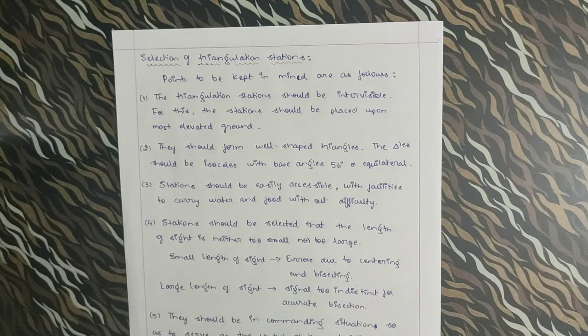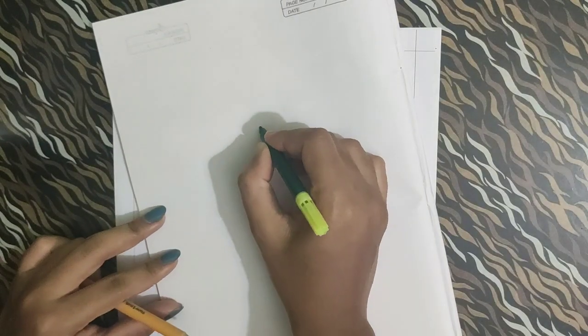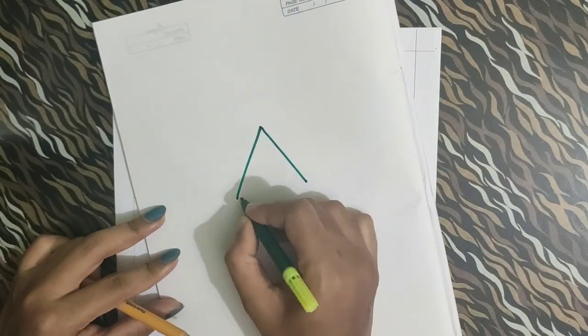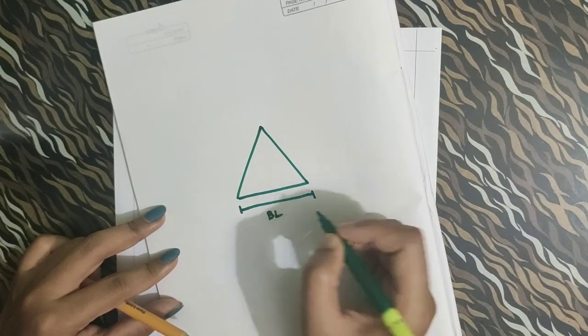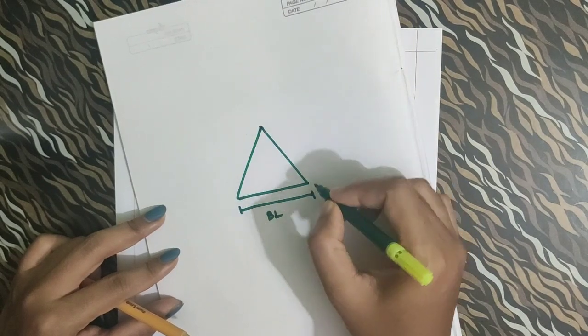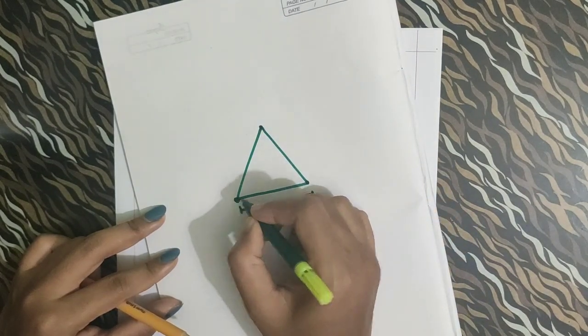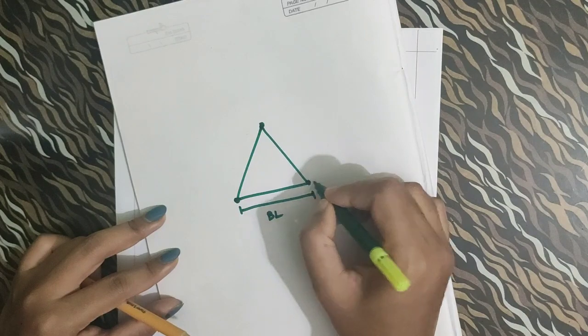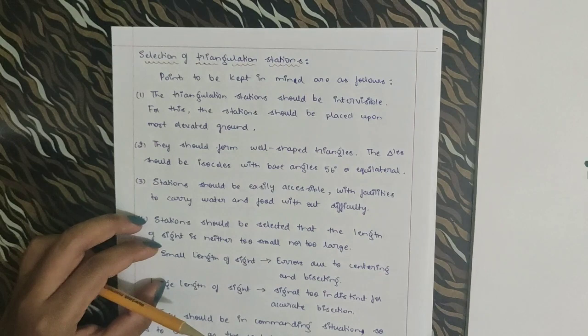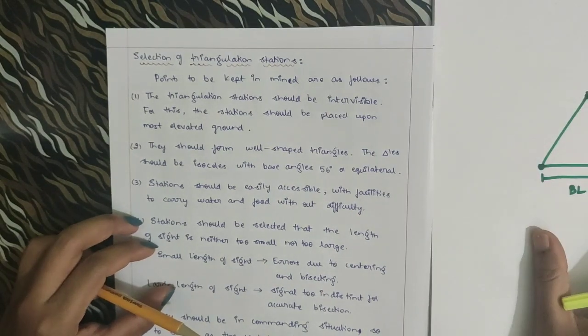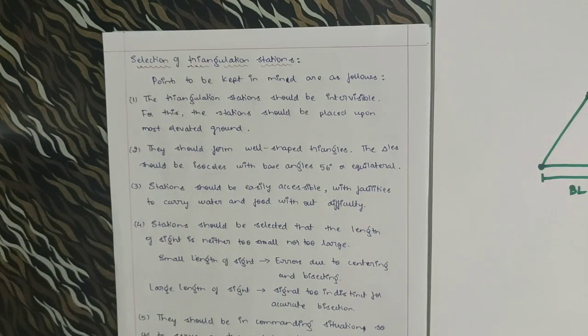Continuing with the next topic, that is selection of triangulation stations. What is a triangulation station? When you have a triangulation figure, say this is your triangle, and here this is your baseline, then the apex of this triangulation figure is called the triangulation station. So what are the points to be kept in mind to select these triangulation stations? Let us see.